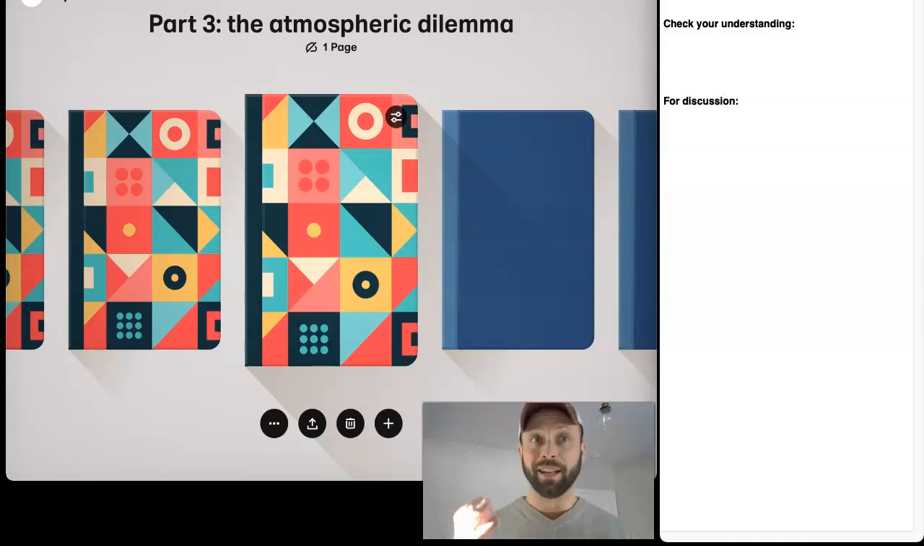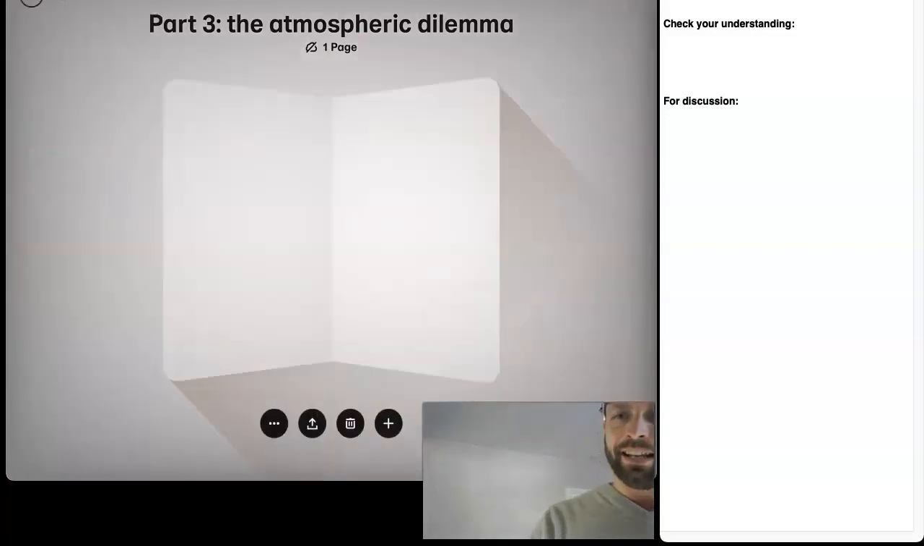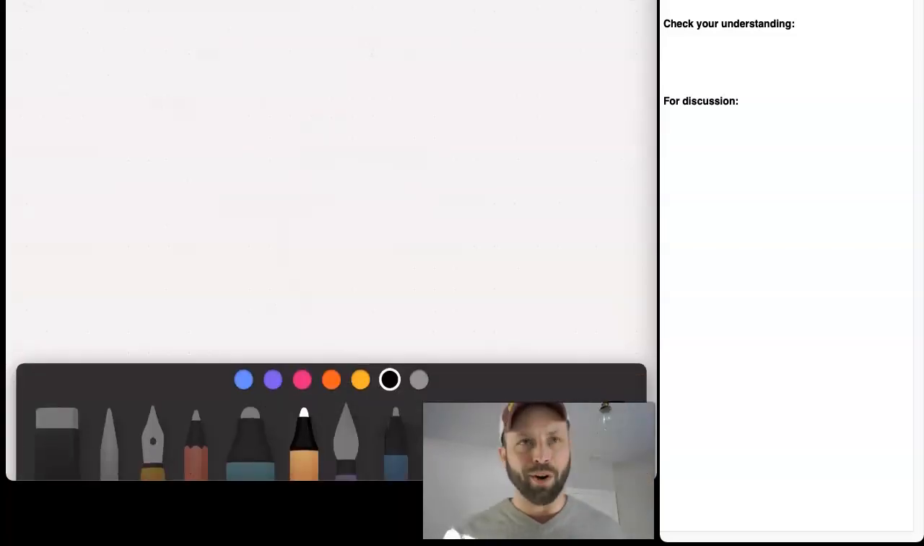Okay, folks, we're on to part three here, the atmospheric dilemma. This is a little bit of a play on the prisoner's dilemma because it's actually the prisoner's dilemma underneath this, which is a game theory concept. And so we'll look into this.